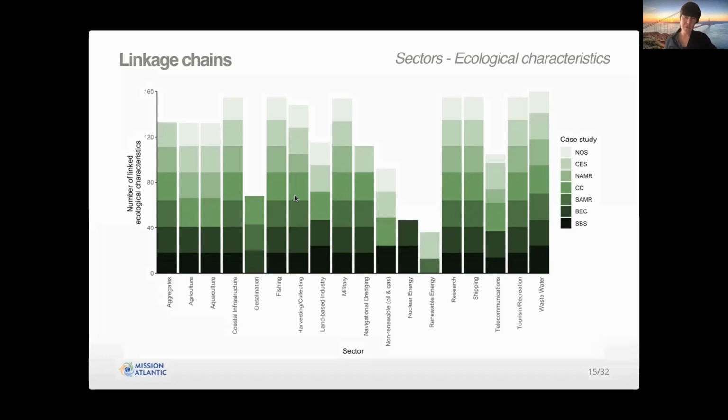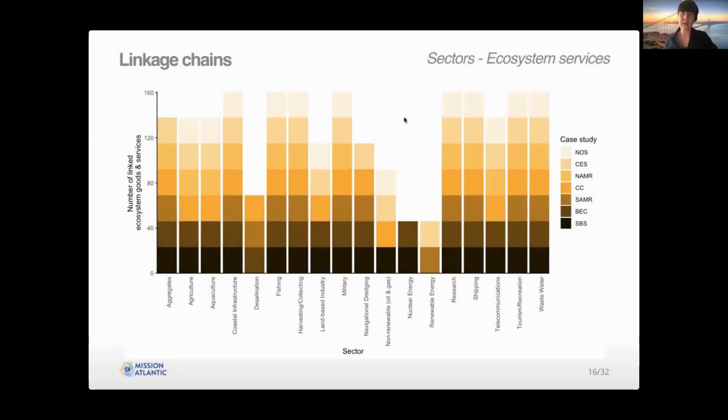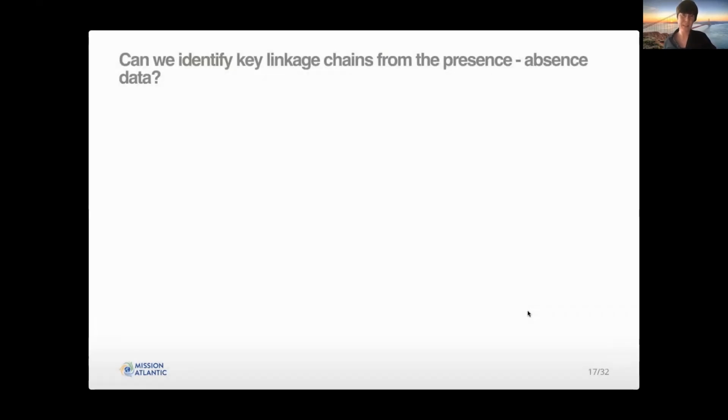And that is even stronger when doing this on the linkage from sector to the ecosystem service. That means if we want to manage the output of a specific ecosystem service, it's affected or impacted by all of those sectors. That's something to have in mind, at least the way we build the networks.